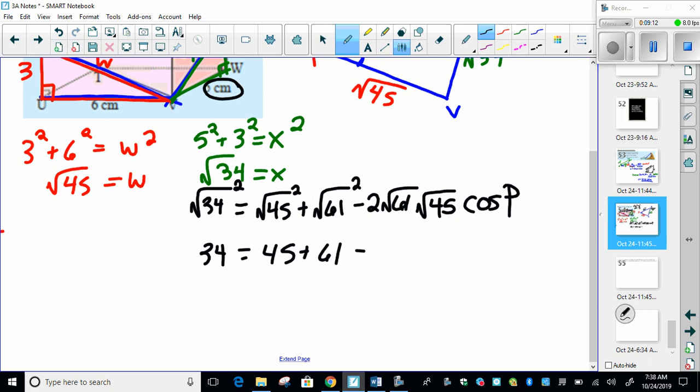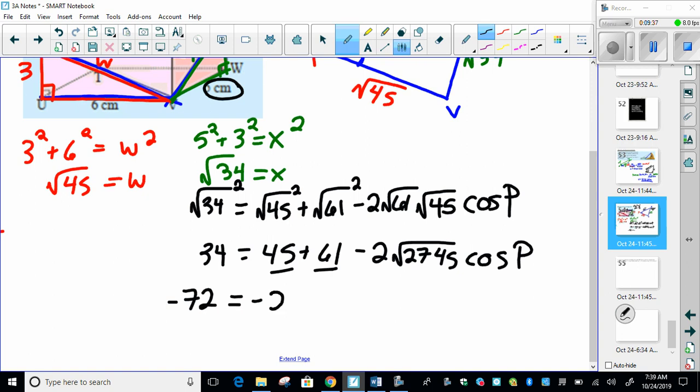Now minus this, so this is 2, so 61 times 45 is 2,745 times the cosine of P. Subtract those guys over, and you end up getting 36. And hold up, let me just slow down just a smidge. So that gives me negative 72 equals negative 2 times the square root of 2,745 cosine P.